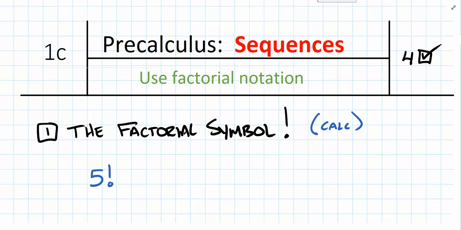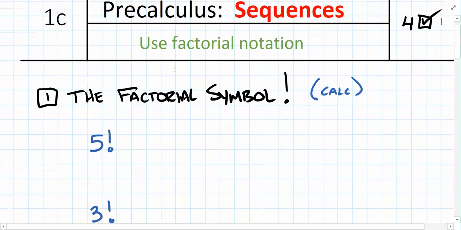All right, here's Precalculus Concept 1C under Sequences using the factorial notation or the factorial symbol. There's 4 boxes, so here we go. The first box here is understanding the factorial symbol, and it looks like a big giant exclamation point.